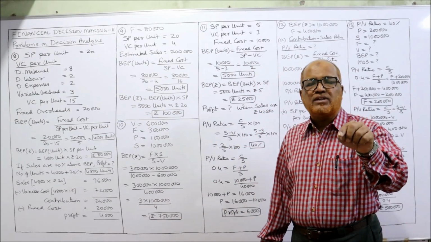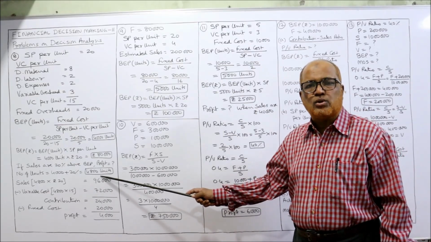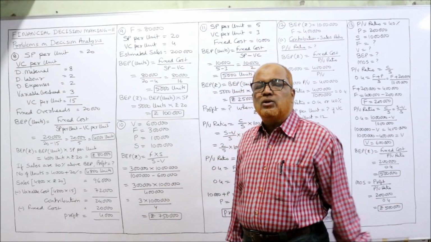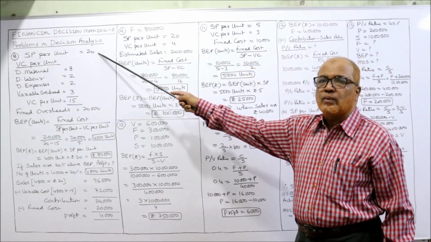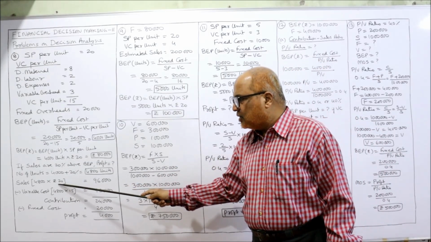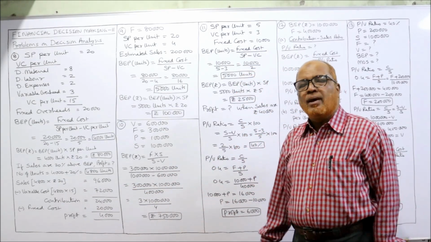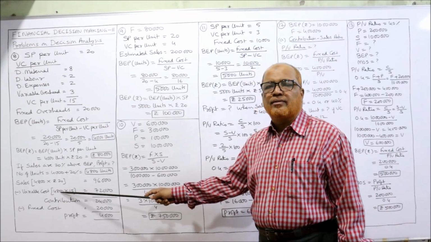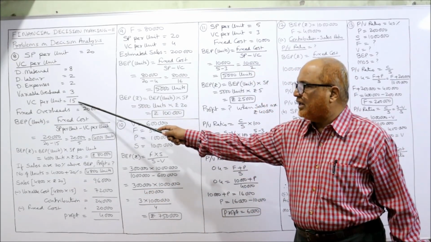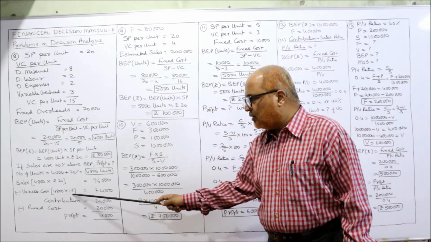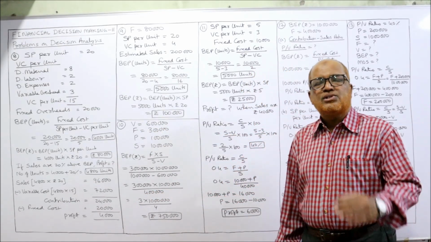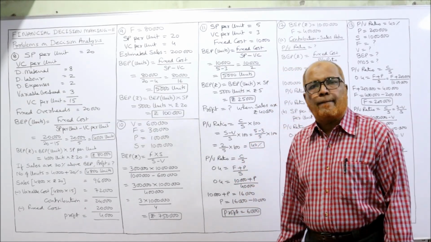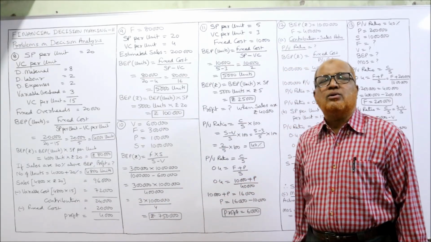So what is the profit if 4,800 units are sold? First we take the sales: 4,800 units into the selling price per unit, 20 rupees. So 4,800 into 20, 96,000 sales, minus variable cost. We are making 4,800 units and each unit's variable cost is 15 rupees. So 4,800 into 15, 72,000. Sales minus variable cost gives us the contribution. So we got a contribution of 24,000.